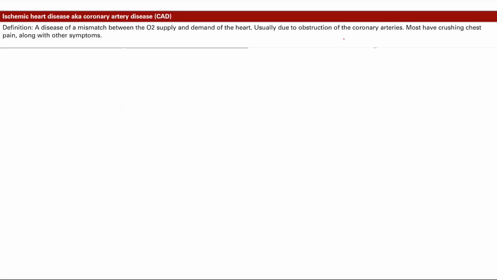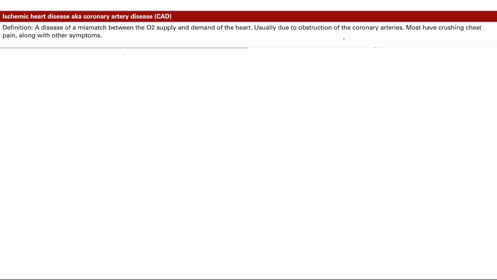So ischemic heart disease, aka coronary artery disease, aka CAD. These are all just different names for the same thing. You realize in cardiology we use many different names. This is basically a disease of a mismatch between the oxygen supply and demand of the heart.